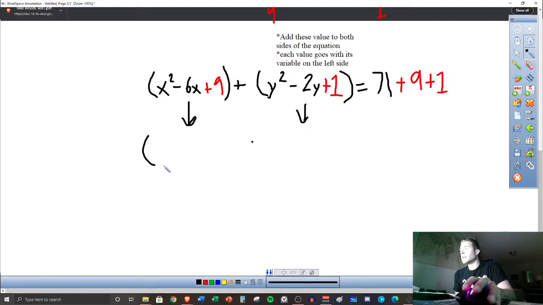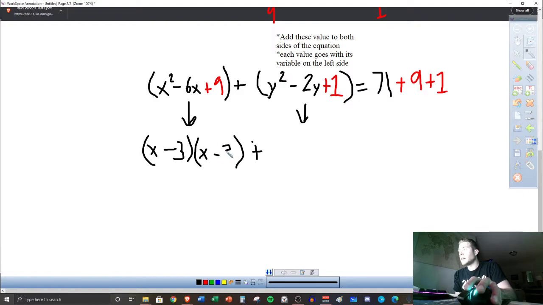That means I need to break this into its factors. So what is this going to factor into? That's something you learned in iMath 2, and we practiced it earlier in the year. What is this going to be? Well, it's going to be x minus 3 and x minus 3, right? This one here is going to be x minus 1 and x minus 1. All right, and that's going to equal over here, we add all these together, we get 81.